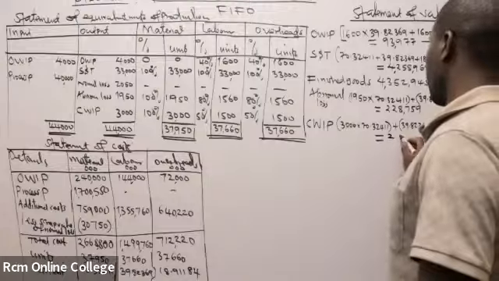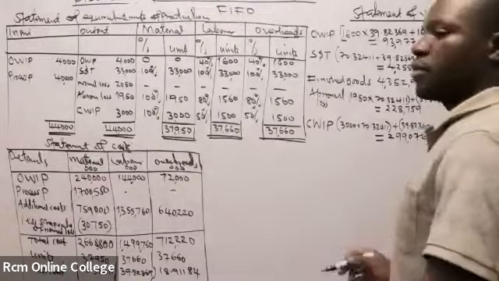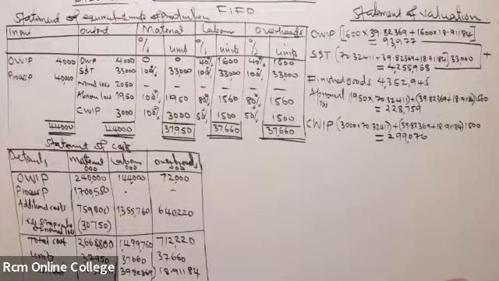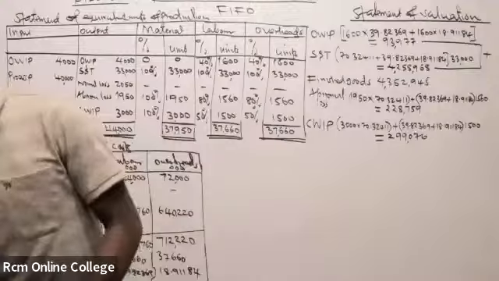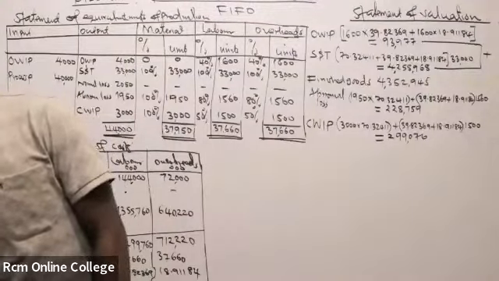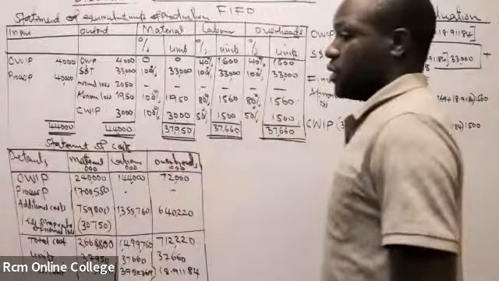$299,076. Do we have the same figure? 299,076. Do we have 299,076, all of us?